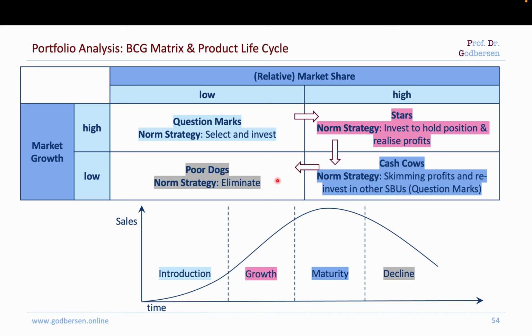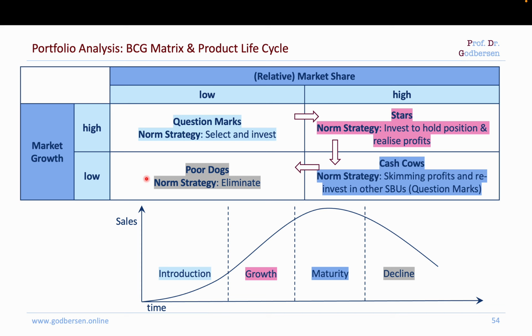And then, as said earlier, everything comes to an end. At some point we lose market share, and then we have the poor dogs. We are performing poorly in the market and it has no future. Get rid of this business unit. Divest, eliminate this.